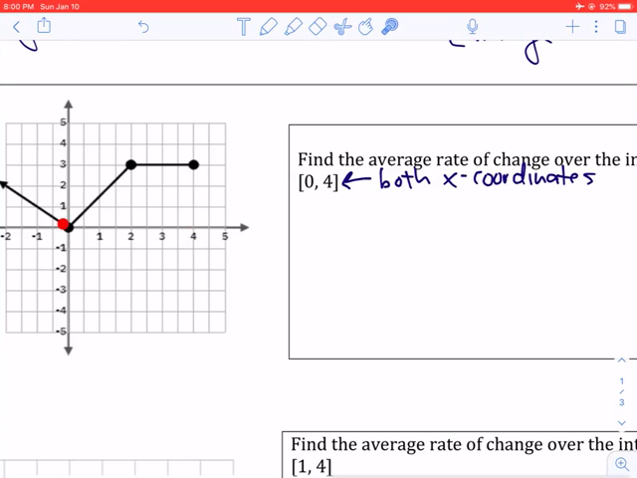Our graph is increasing until we get to an x value of 2, and then it remains constant. There's no change at all. However, we're looking at what's happening on average over this entire interval. So ultimately what we're doing is we have a starting point, an ending point, and we are connecting these with a straight line segment. And we are going to calculate the slope of that line segment, not the function itself, since our function isn't linear, but the slope of this line.